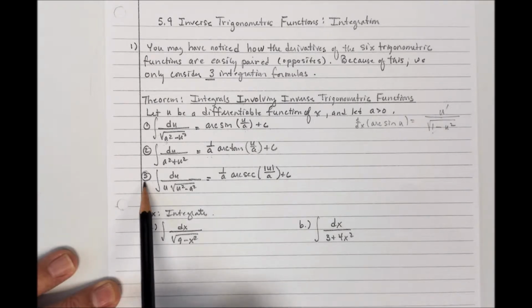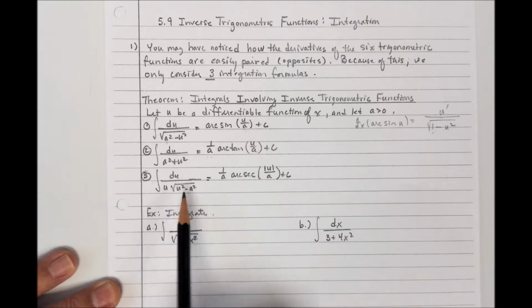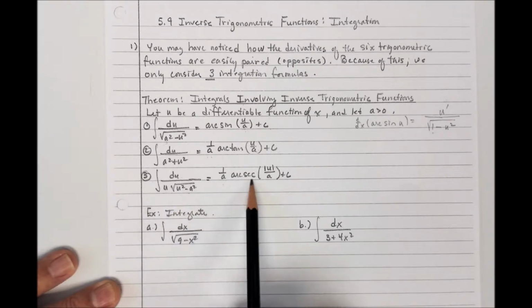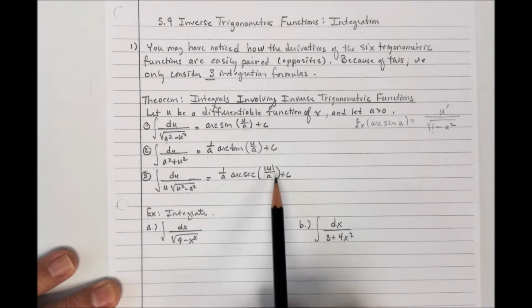And the integral of du all over u times the square root of u squared minus a squared is equal to 1 over a, the arcsecant of the absolute value of u over a, plus a constant. You may remember that the derivative involved an absolute value for arcsecant.